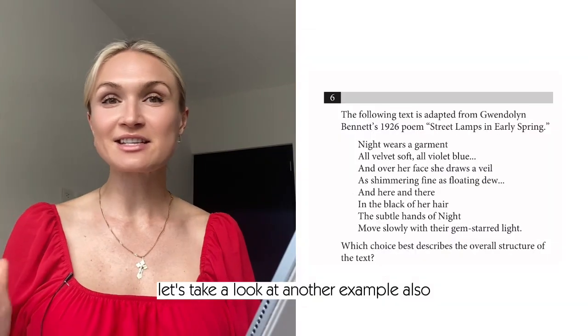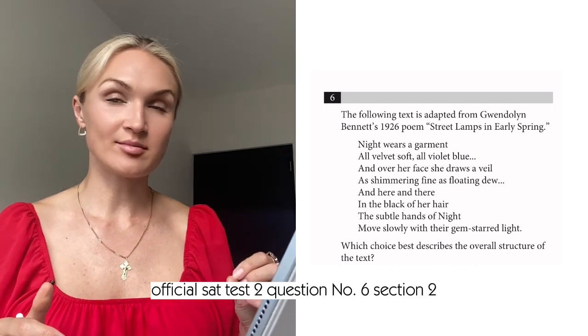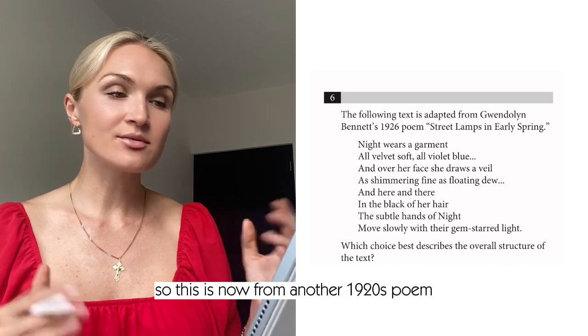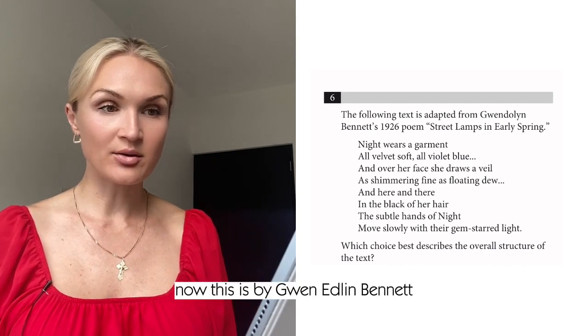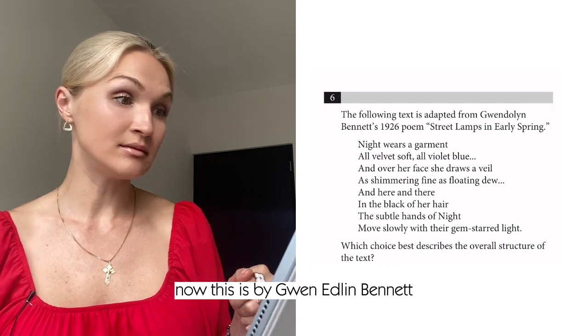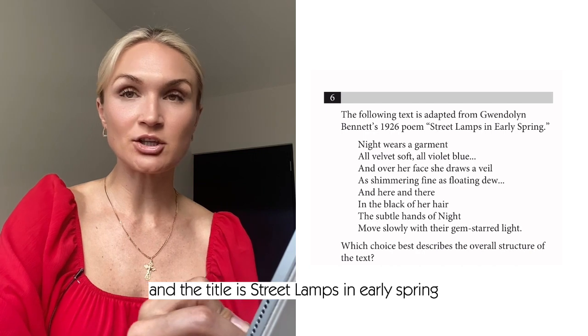Let's take a look at another example. Also, official SAT test 2, question number 6, section 2. So this is now from another 1920s poem. Now this is by Gwendolyn Bennett. And the title is Street Lamps in Early Spring.